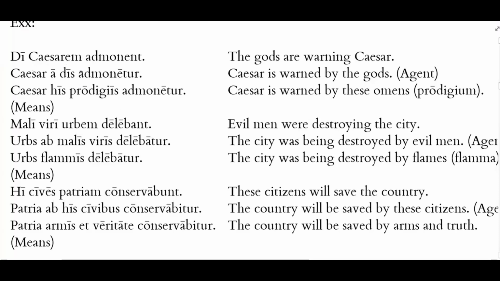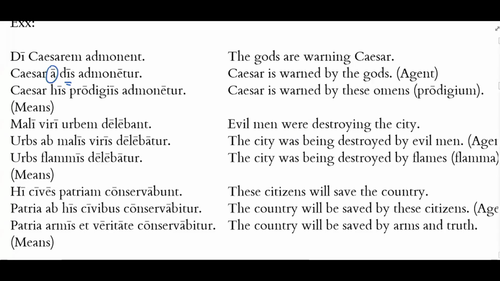Dii Caesarem admonent, and this is the gods are warning Caesar. Then I have a passive sentence, Caesar by the gods is warned. So notice that a plus an ablative noun is telling me who's doing the warning. Caesar's being acted upon, and the gods are the ones doing it, right? Agent. So Caesar is warned a diis by the gods, ablative of agent.